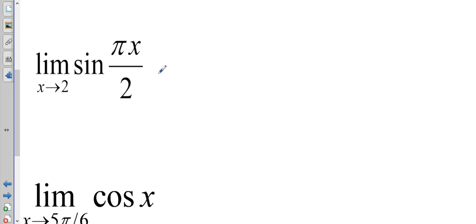Next, sine of pi x over 2. How do we figure this one out? Well, we plug in 2 into there. So sine of pi times 2 over 2, which is just sine of pi. Well, what's sine of pi? Once again, go over here, pi.